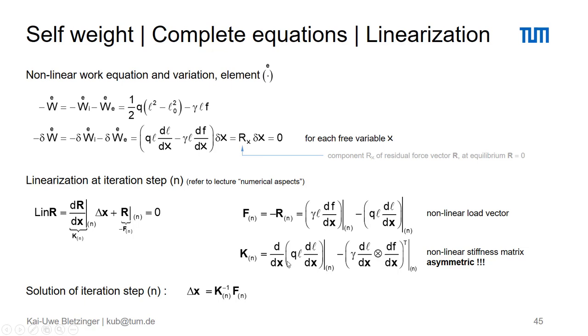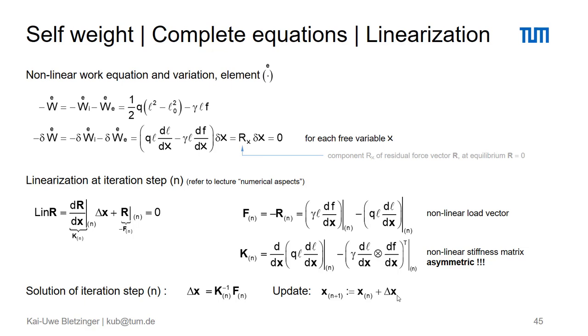As we now have determined the stiffness matrix and the load vector, we can solve for the change of geometry in iteration step n. It's simply the inverse of the stiffness matrix times the load vector, and with that we can update the geometry for the next iteration step n+1 just by adding to the actual geometry, in terms of the vector of three variables, the change of these three variables.